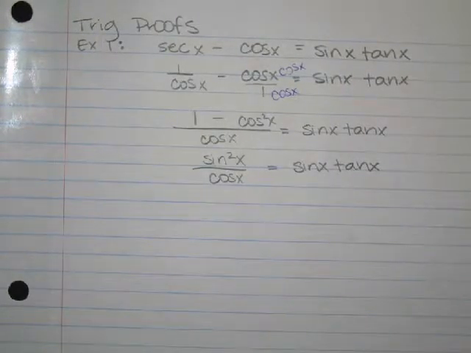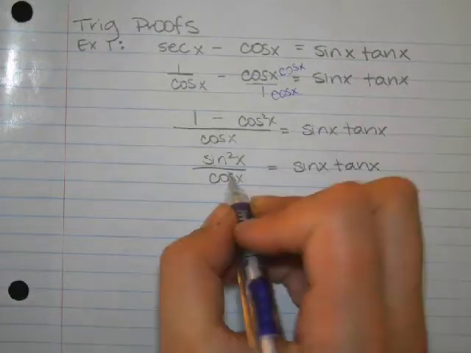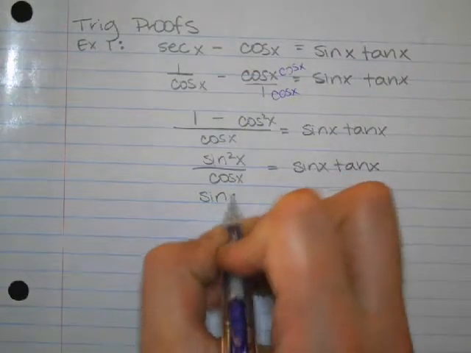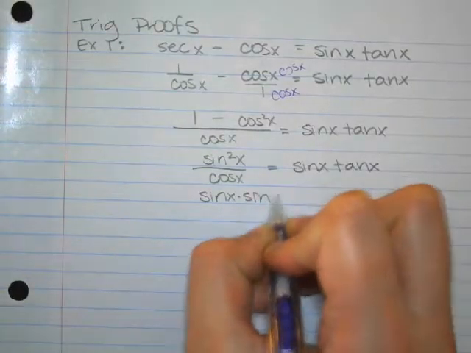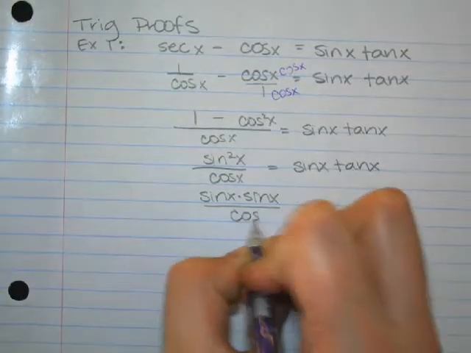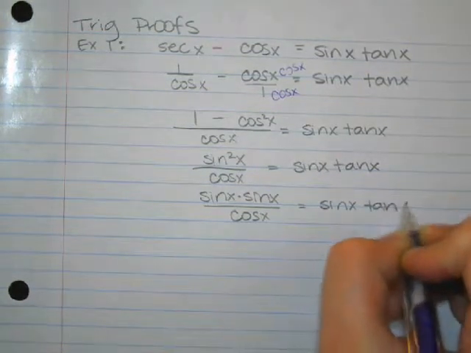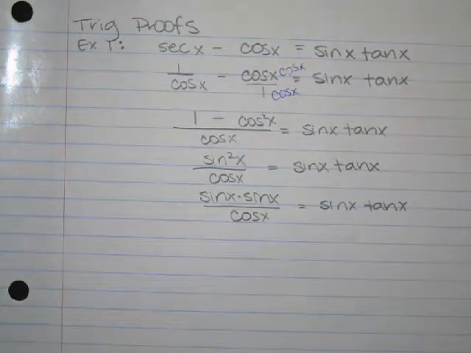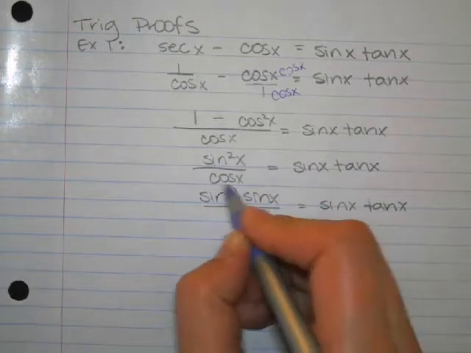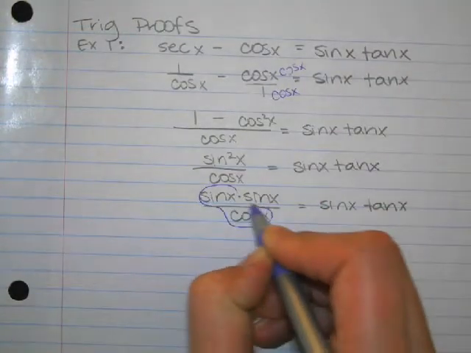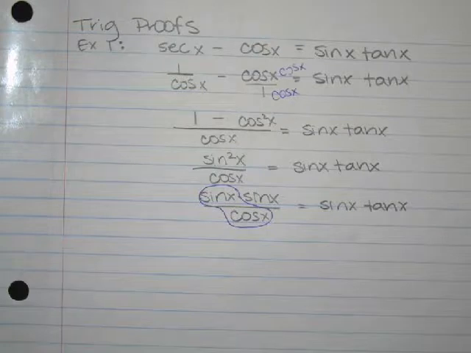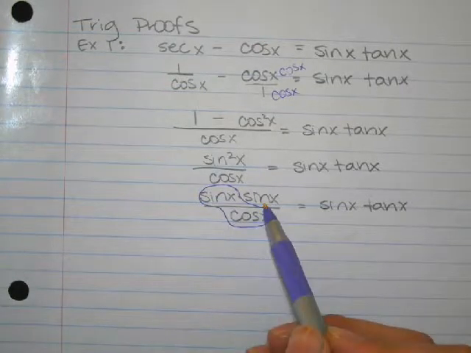Sine over cos is tan. And then there's still one more sine. So what I'm going to do is I'm going to split the top as sine times sine over cos. And then I can see that sine over cos is tangent. And so we have tangent times sine.